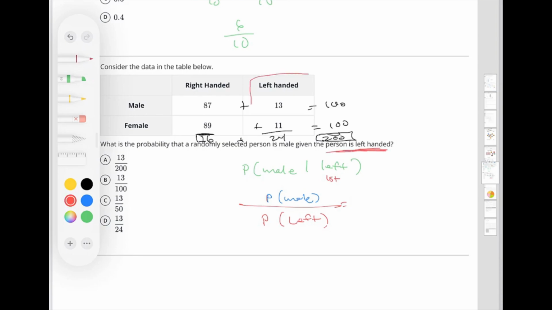So here is left-handed. How many left-handed people do we have? We have 24 left-handed people. Now, given that they are left-handed, what's the probability in the red box that they are male? Well, that's only this number, right? That would be 13. So 13 out of 24, which means it is B.